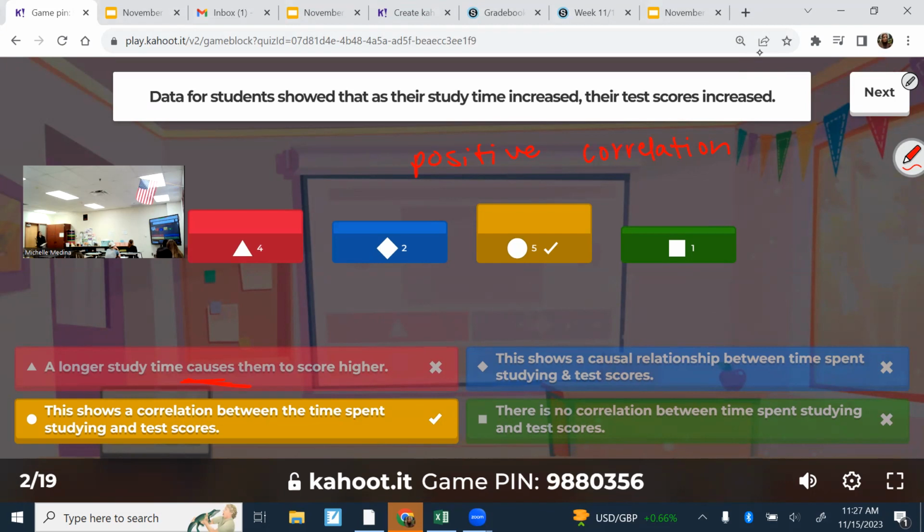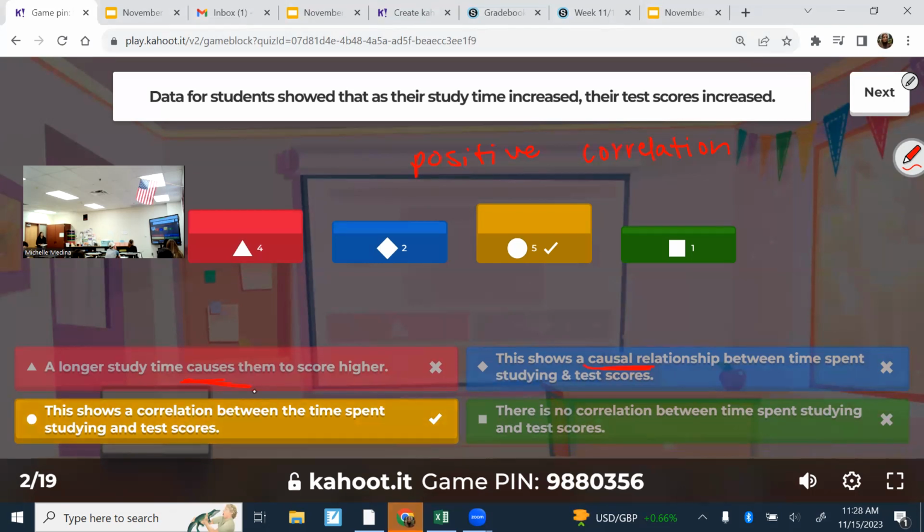For the blue, it says this shows a causal relationship. Again, we just talked about that. There's no cause and effect there. There's a strong relationship between them, but there's not enough to say there's cause and effect. Cause and effect would be like this causes this and nothing else, like sunburns come from the sun only, nothing else. All right. For the yellow, that is correct.